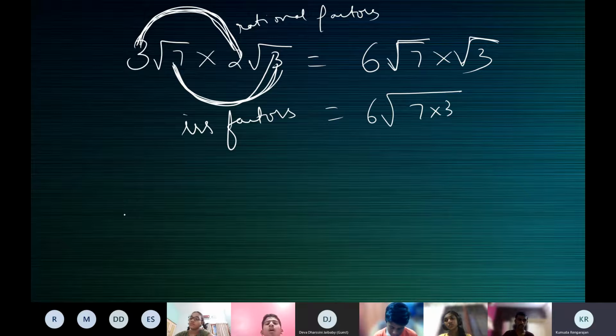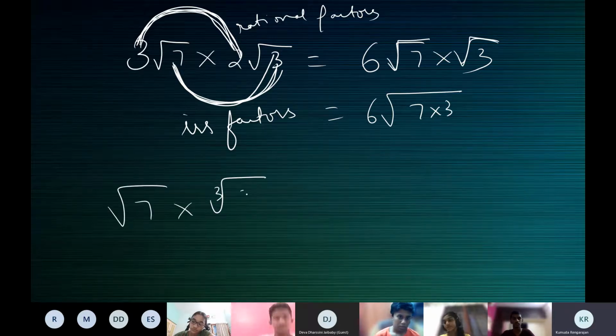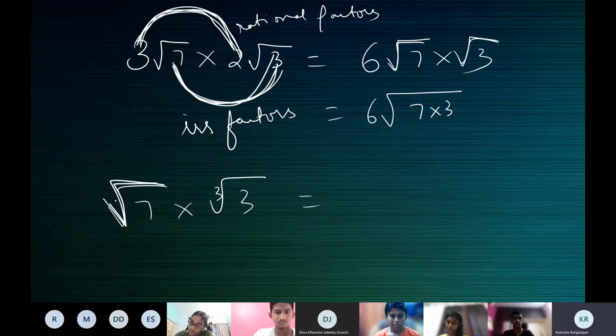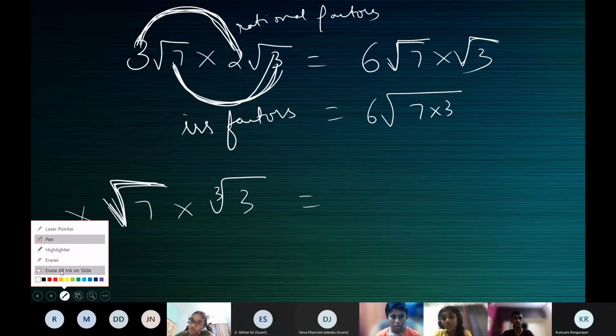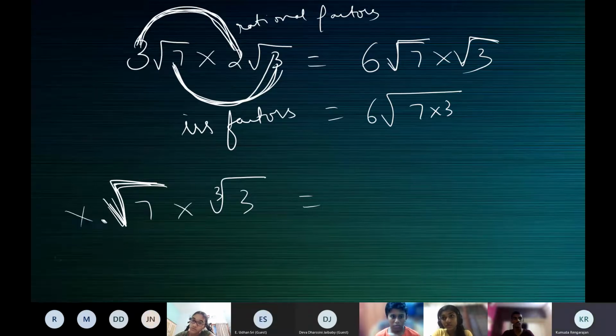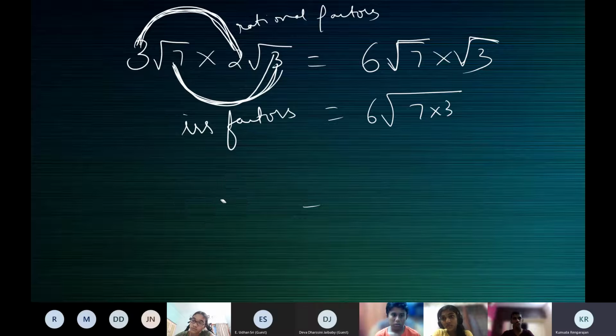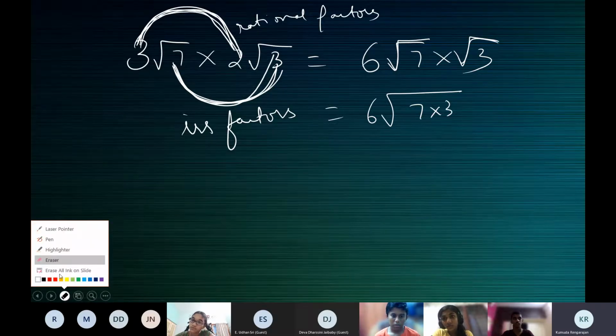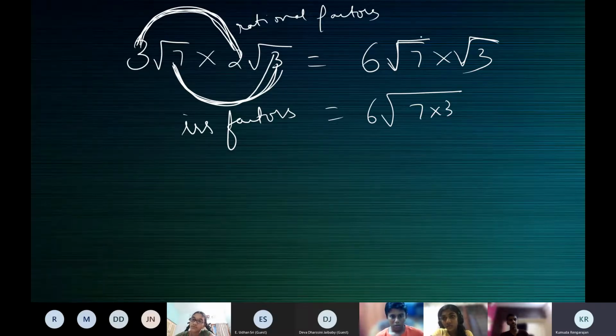See, if it was square root of 7 and cube root of 3, you cannot multiply these two. I'll come to this later. I think I shouldn't give you this example now and confuse you. The third factor itself is different. We'll take up this later. This is not there for the test, which I'm going to give you now. So let me not talk about it now.